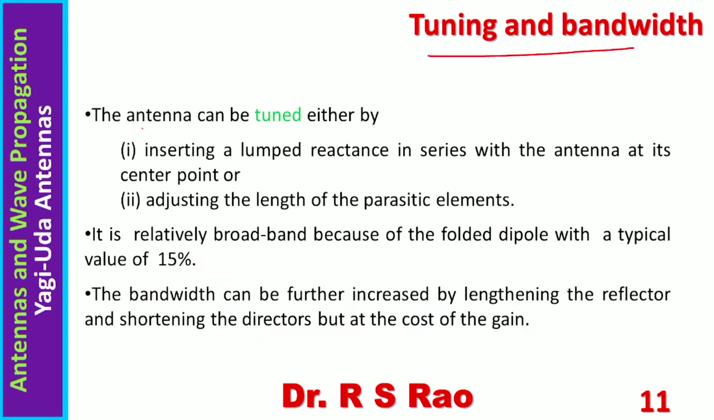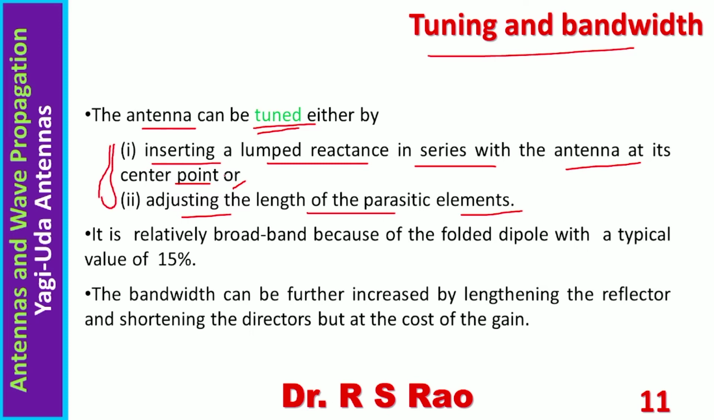Tuning and bandwidth. The antenna can be tuned either by inserting a lumped reactance in series with the antenna at its center point or by adjusting the length of the parasitic elements. What is tuning? Changing the frequency of operation of the antenna. How to change its frequency of operation? It is done through a mechanism called tuning. Here, two methods are described: by inserting a lumped reactance or by adjusting the length of the parasitic element.